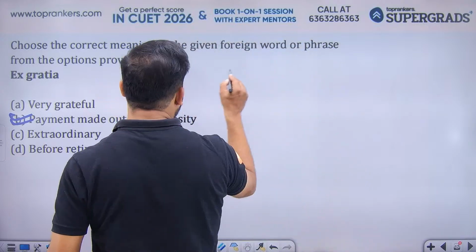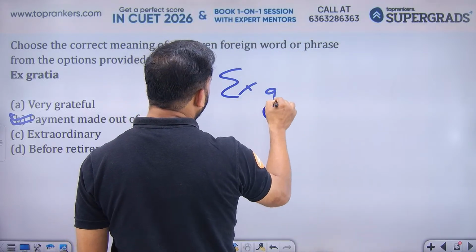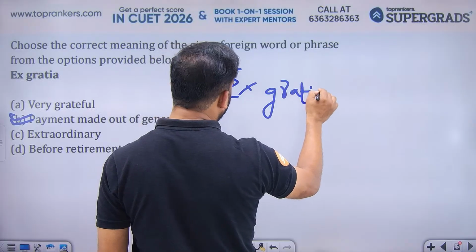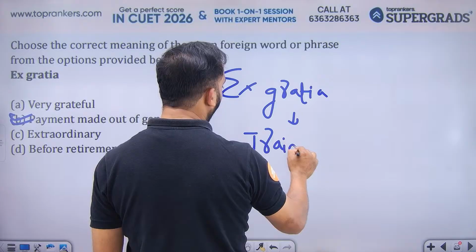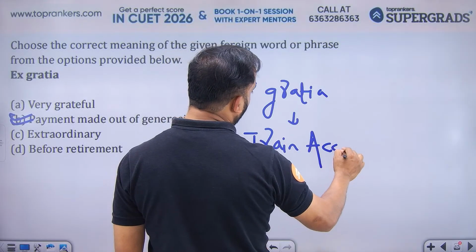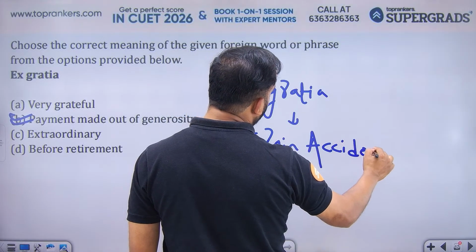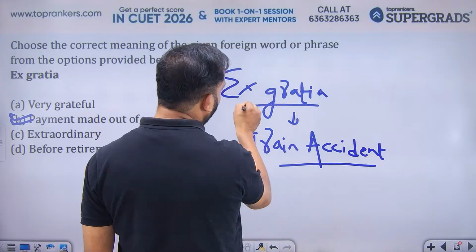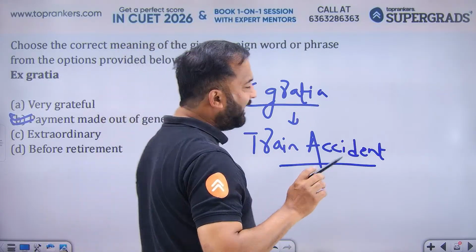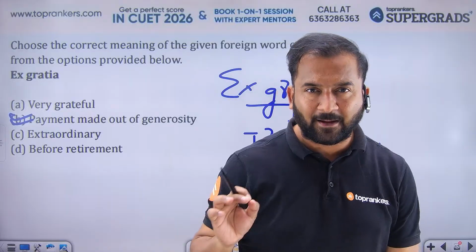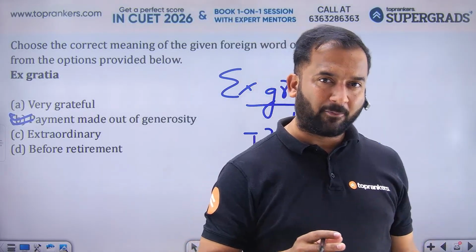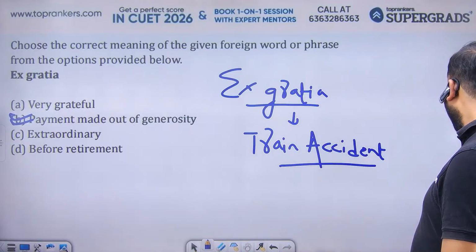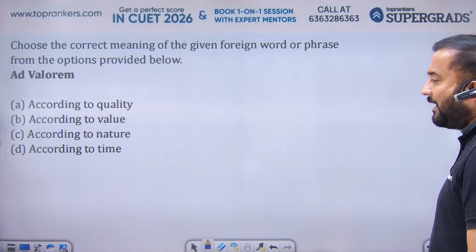Generally you can relate ex gratia amount with train accidents and remember it. You can relate it with train accidents. So B was the correct answer to this question. I'm sure whenever you read ex gratia amount ahead, it will not be a problem. Let's quickly move to the next one, that is ad valorem.